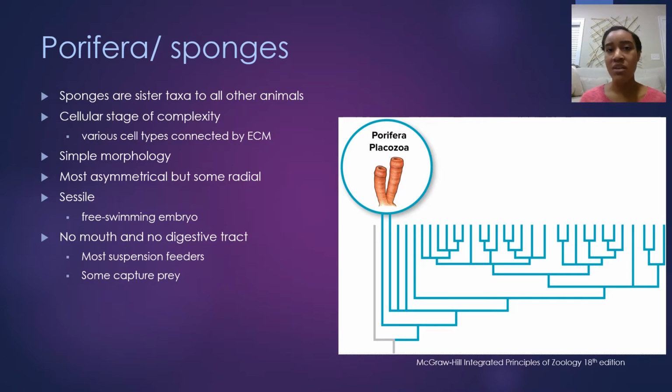If you look at many pictures of sponges on the internet, you'll see what I mean, that they come in a variety of different shapes that don't really have a defined symmetry. All sponges are sessile, but they do have a free-swimming embryo, and they have no mouth and no digestive tract. So how do they feed? Well, through suspension feeding, and we'll go into far more detail on that in later slides. Some capture prey, but the vast majority of them undergo suspension feeding.